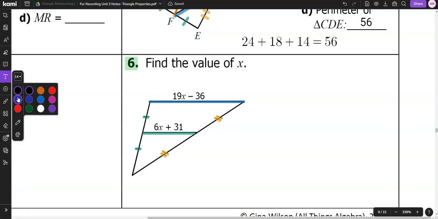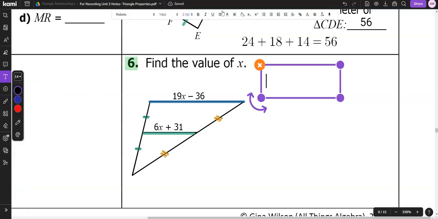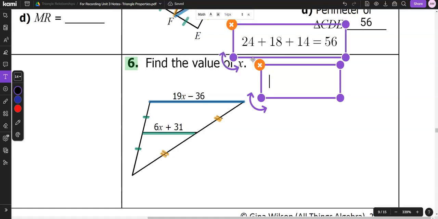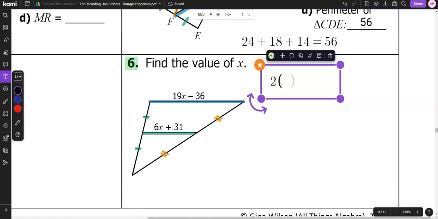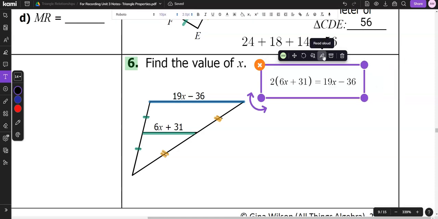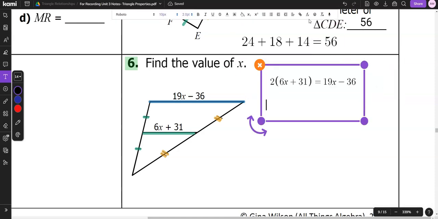So let's go ahead and do that. The way we do that is we're going to take this midsegment and multiply it by 2. So that's 2 times 6x plus 31 will be equal to 19x minus 36. The first thing I'm going to do is distribute the 2. So that's going to be 12x plus 62.